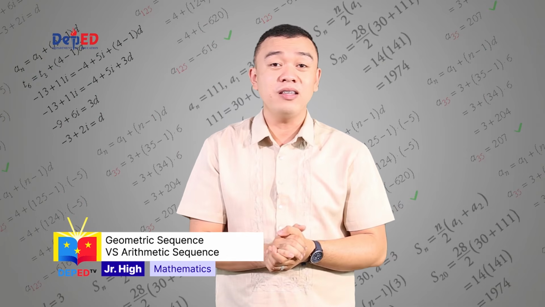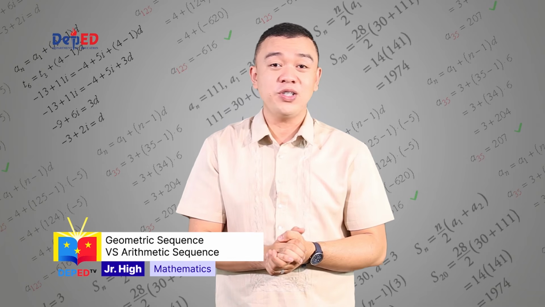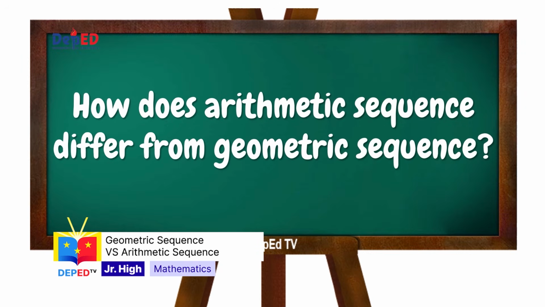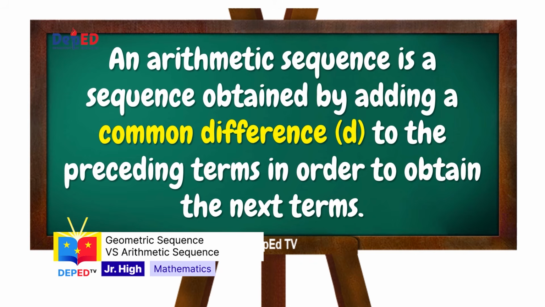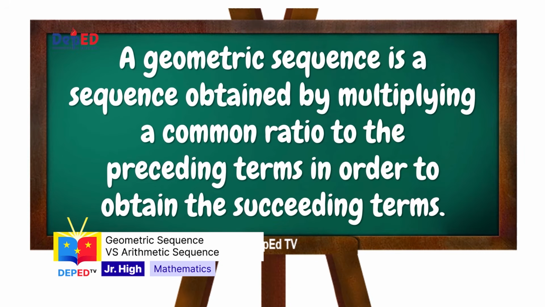Now that you've learned the concepts related to geometric sequence, how does arithmetic sequence differ from geometric sequence? Well, an arithmetic sequence is a sequence obtained by adding a common difference, d, to the preceding term in order to obtain the next term or terms. While a geometric sequence is a sequence obtained by multiplying a common ratio, r, to the preceding term in order to obtain the succeeding term or terms.